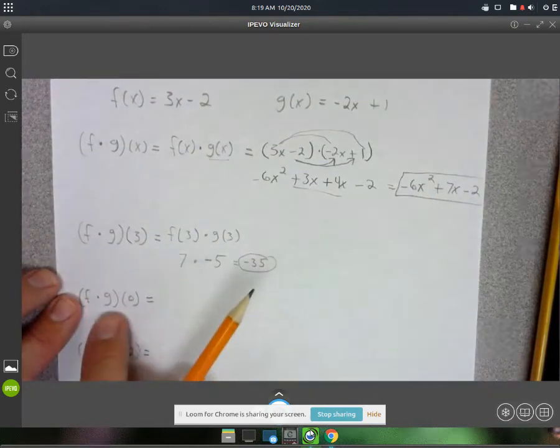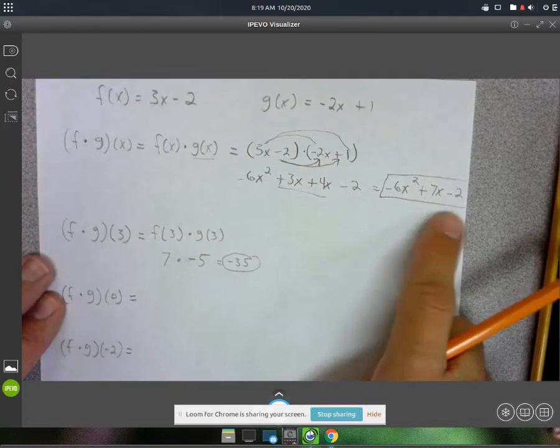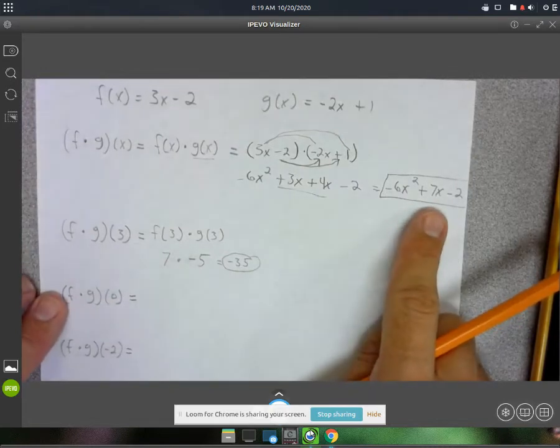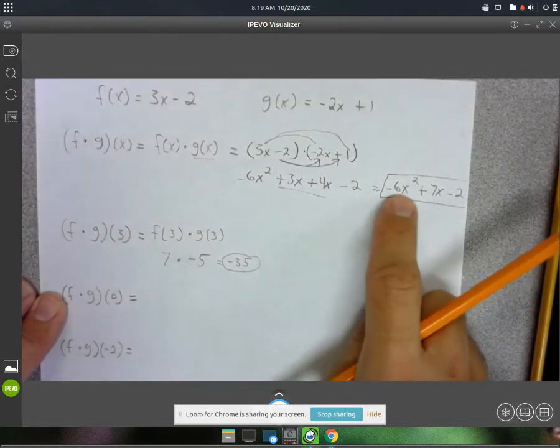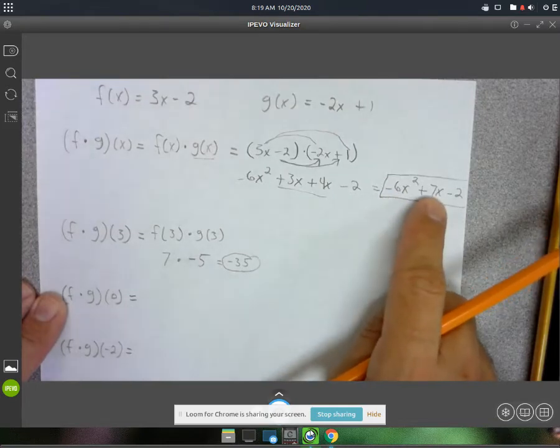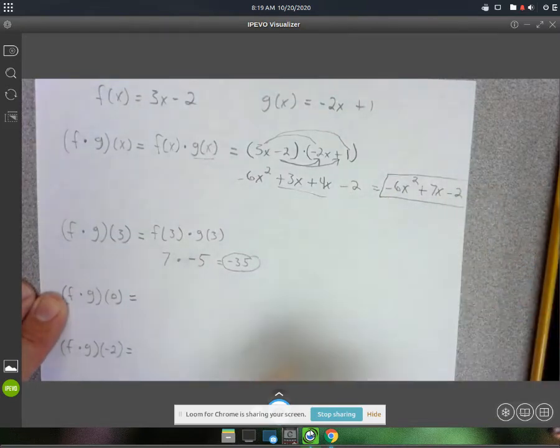F times g of 0. I'm definitely going to use the new function here for this one. So plug in 0 for x. This thing disintegrates. That thing disintegrates. And you're just left with minus 2. So negative 2 is our answer.